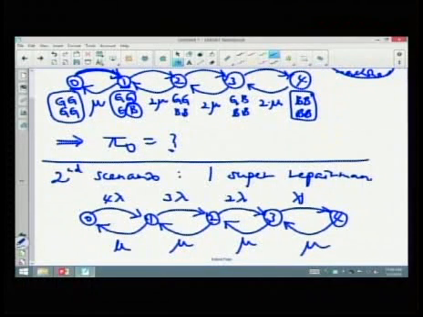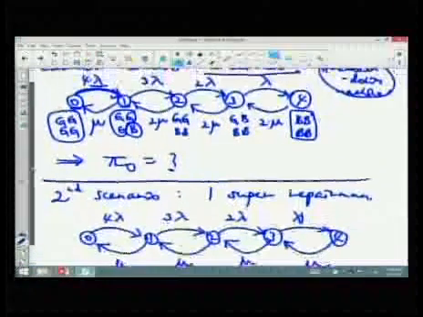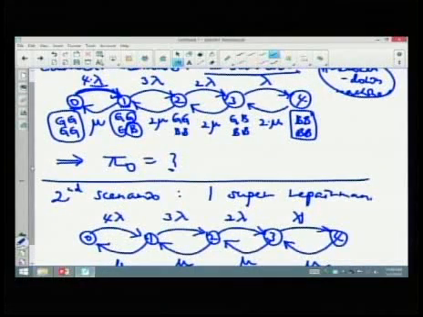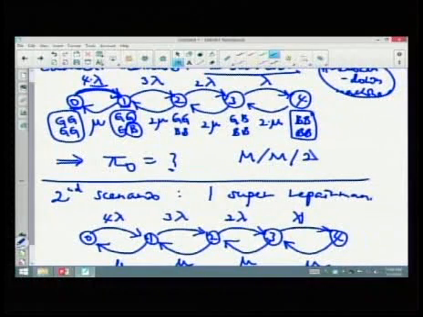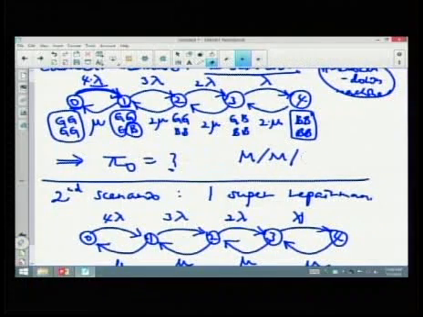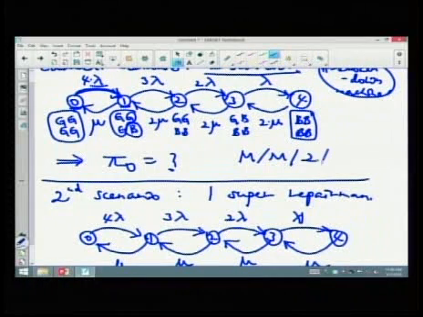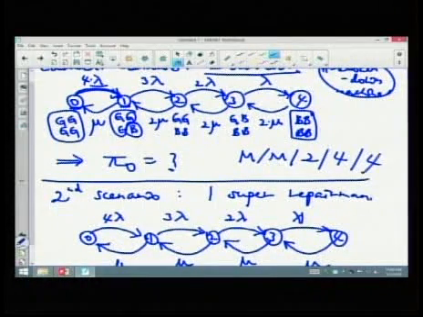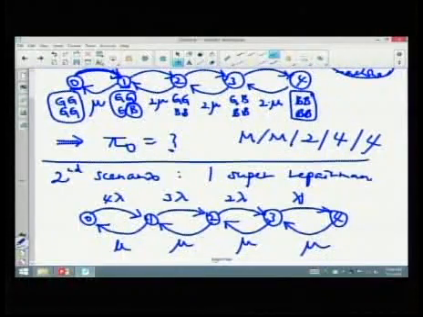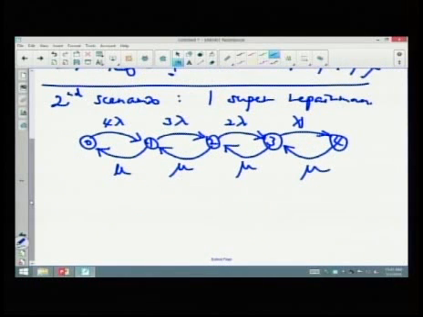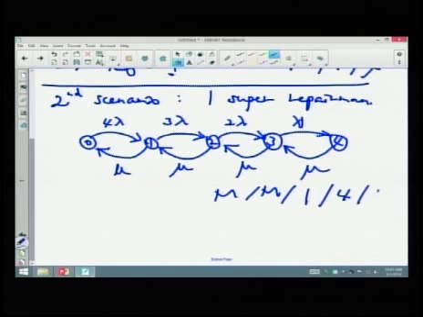Right? So by the way, in Kendall's notation, what is this? It's going to be M/M/2/4/4, right? Because there are 2 servers, right? Is that right? How about this down here? What is this? M/M/1/4/4, right? Is that right?